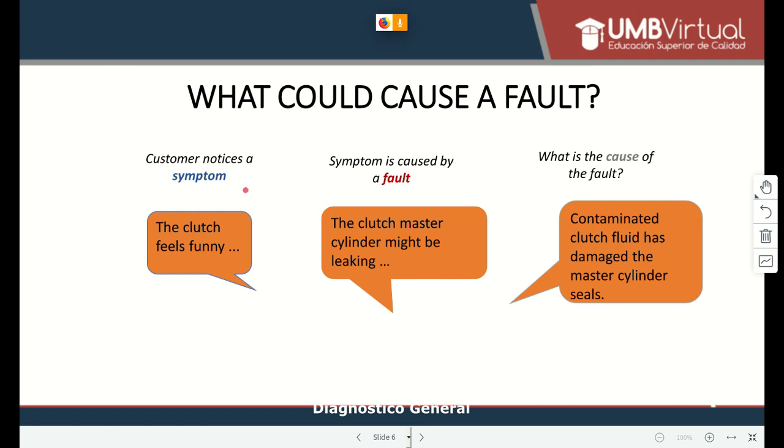So this could be the difference between a symptom and a fault. The symptom is felt by the customer, and that is caused by a fault, of course.